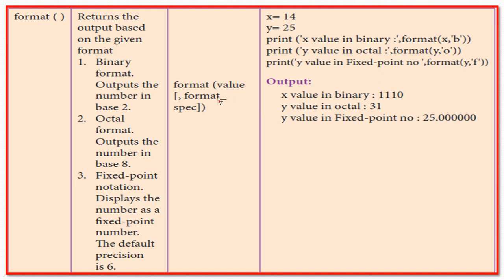General format, format value comma format specification. Here x equal to 14. Format of x comma b. B means binary. So it returns the binary value of 14, that is 1110. Next example, y equal to 25. Format of y comma o. It returns the y value into its equivalent octal value. The 31 is nothing but the octal value of decimal value 25.